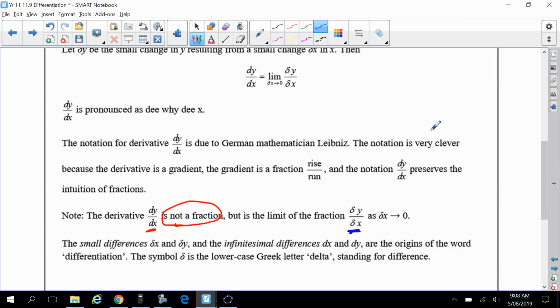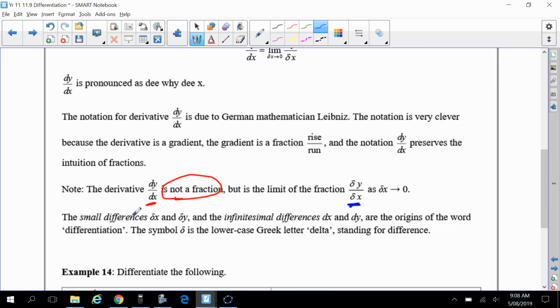All right, let's continue. The small differences, delta x, delta y, and the infinitesimal differences, dx and dy, are the origin of the word differentiation. The symbol delta is the lowercase Greek letter delta standing for difference. If anyone's Greek, that stands for difference.